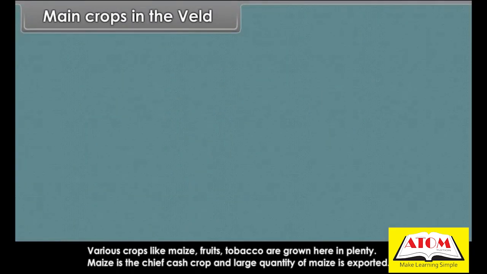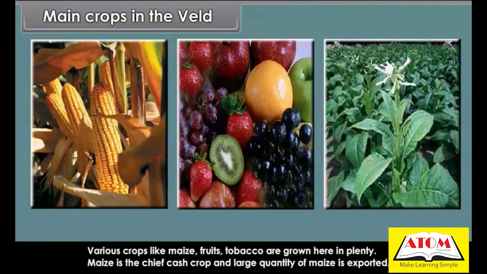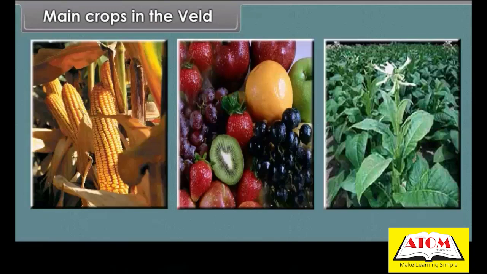Main crops in the veldt. Various crops like maize, fruits and tobacco are grown here in plenty. Maize is the chief cash crop and a large quantity of maize is exported. So, the area is known as the Maize Triangle.